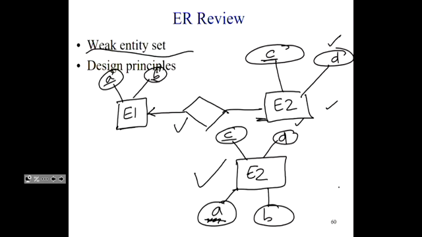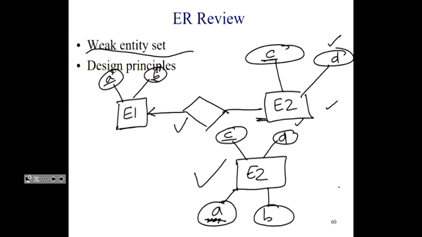And in this class, when a letter is underlined, it's a key, right? When any attribute is underlined, it's a key. So together, A and B form the key for E1. Yes? So I'm still confused why E1 is not a good entity set.